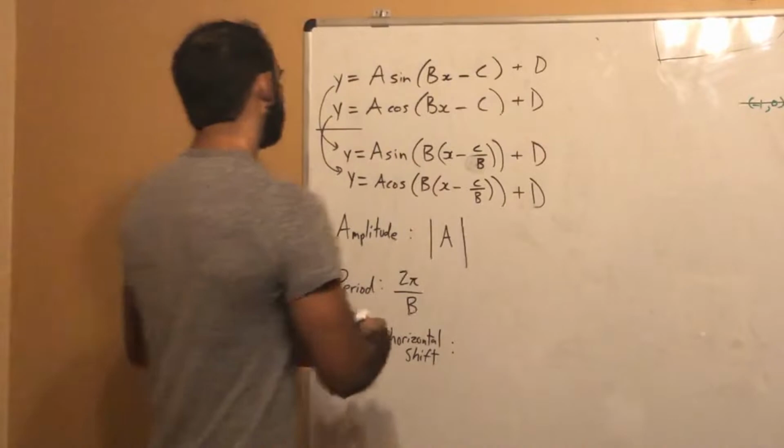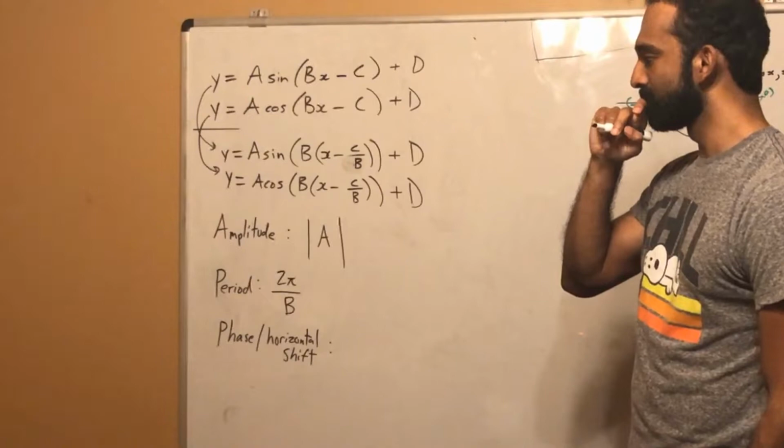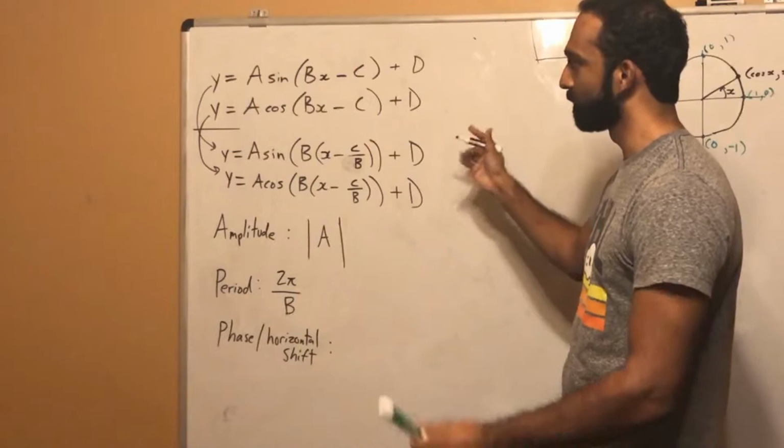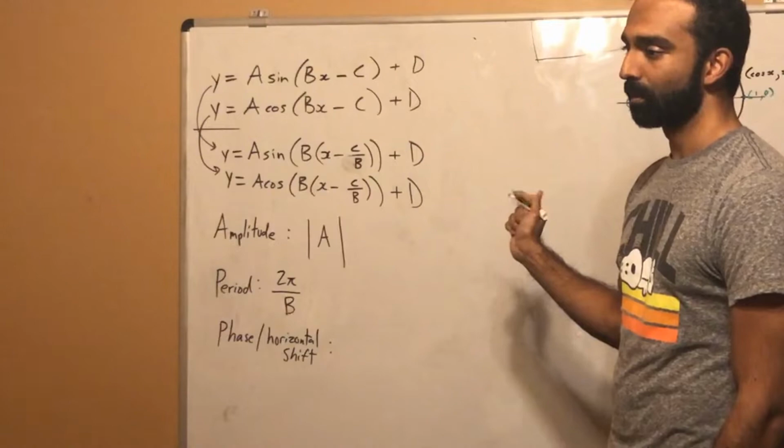Why are you defining period as 2 pi over b? It should be 2 pi, right? No. Because it was 2 pi for the first two we did. But there are going to be some waves that are more compressed, more waves, some waves that are stretched. And the period's not going to be 2 pi for those. But we'll talk more about period in a second.